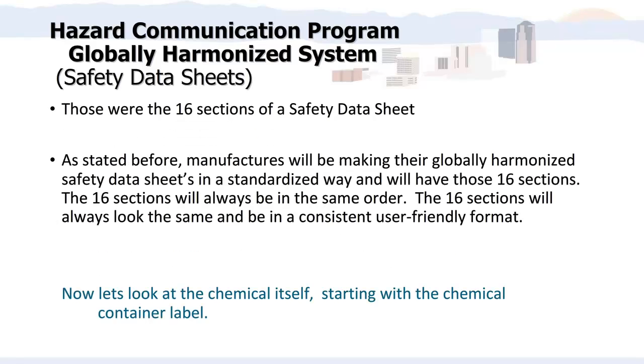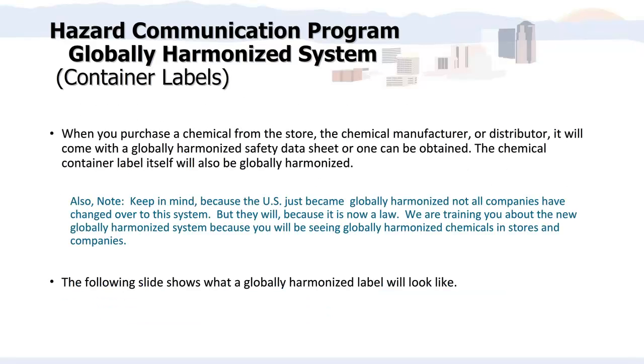information about the chemical. We just explained all 16 sections of a safety data sheet. Now let's look at the chemical itself, starting with the chemical container label. OSHA's Hazard Communication Standard also requires the chemical labels be globally harmonized. A chemical label is the labeling that is on the chemical itself. Next we will show an example of a chemical label.